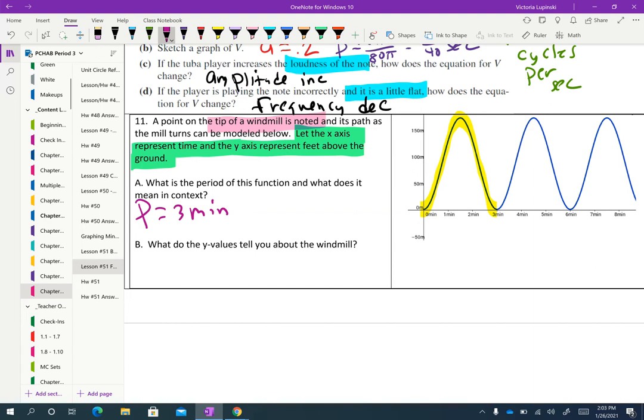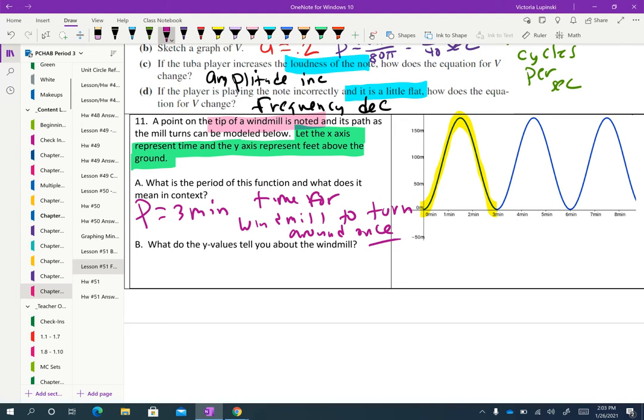What does that actually mean? Well, this is the time for the windmill to turn around once. So again, it's a pretty slow moving windmill. It takes a full 3 minutes to go through the entire motion.